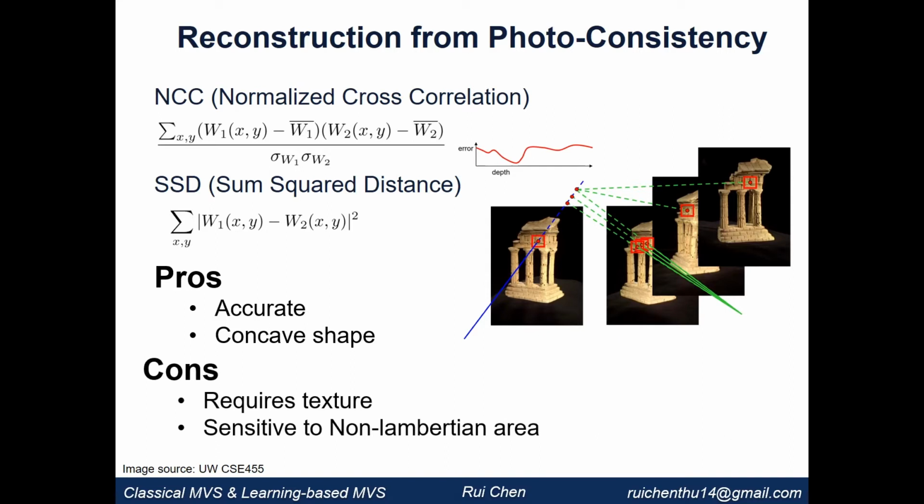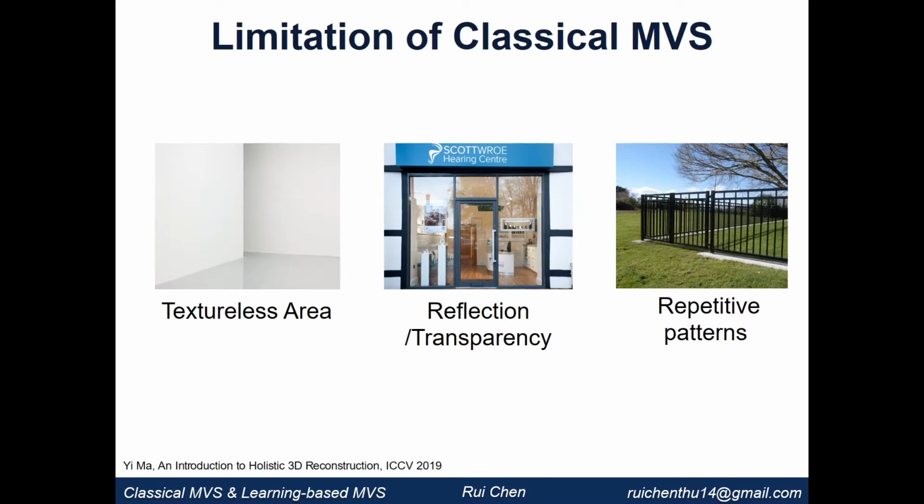However, it requires texture for photo-consistency computation, and it is sensitive to non-Lambertian areas, which look different in different viewpoints. So, for classical MVS methods, there are several main limitations. First, they cannot handle textureless areas, where it is hard to identify the silhouettes or measure the photo-consistency. And it is difficult to handle reflection, transparency, and repetitive patterns in the image as well.